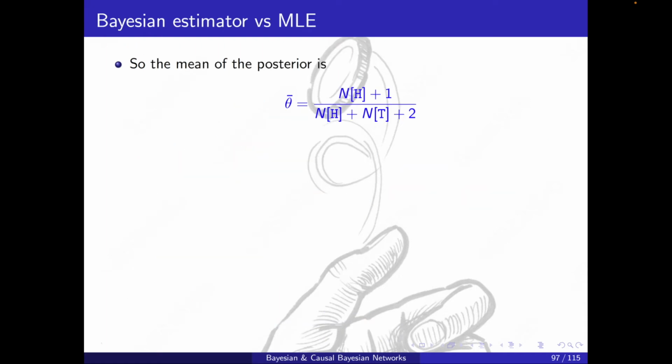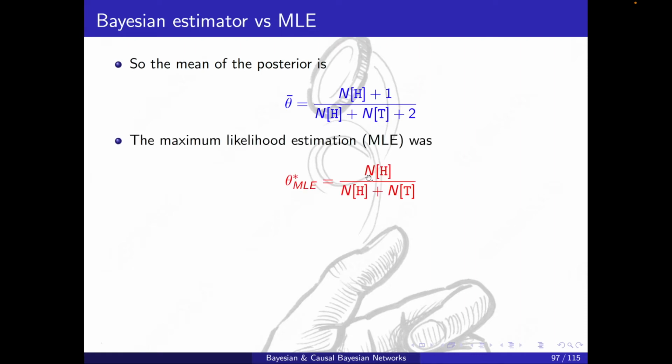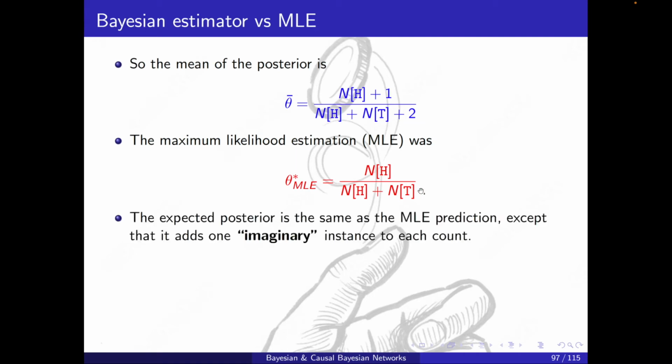So the mean of the posterior, which I decided to use as my optimal value, is this. Now, if you recall, the MLE was this. What's the difference? Well, there's 1 here and 1, 2 here, so they didn't show up in the MLE. So what's going on? It is like the expected posterior is the same as the MLE prediction, except that it adds 1 imaginary instance to each count. So n_h is added by 1, n_t is added by 1, and here I will have n_h plus 1, here each of them has 1, so I have plus 2. So it's like I'm adding those plus 1s, 1 additional instance to each case.